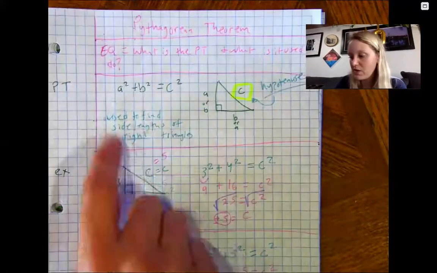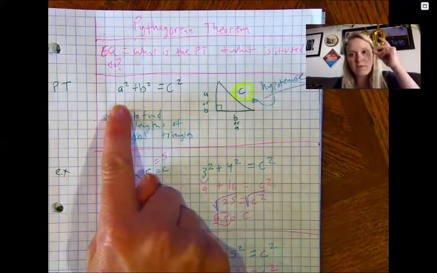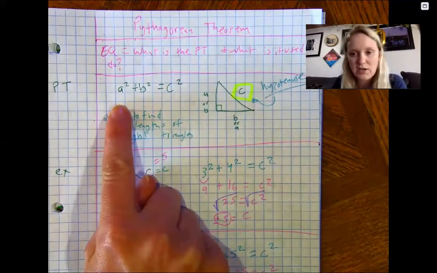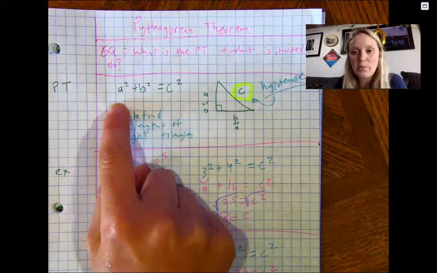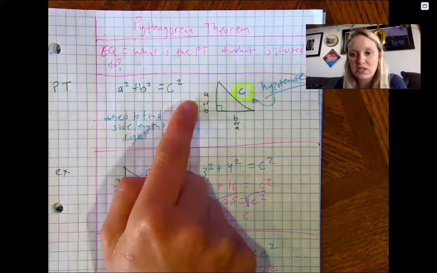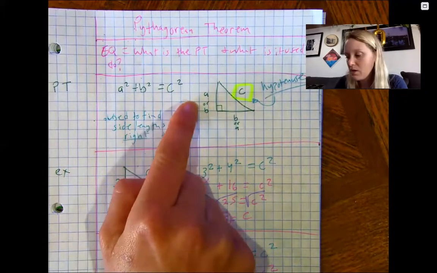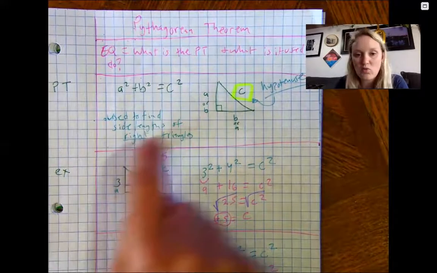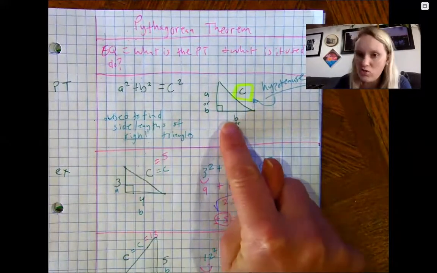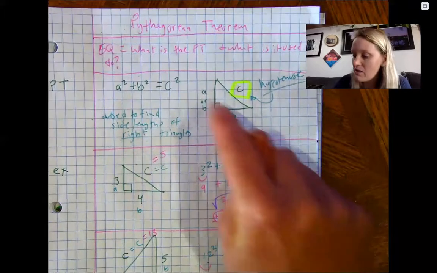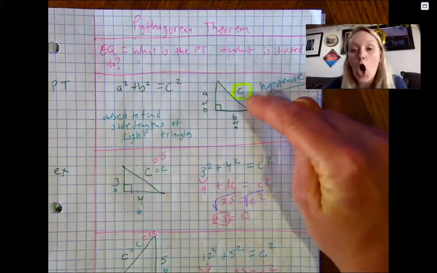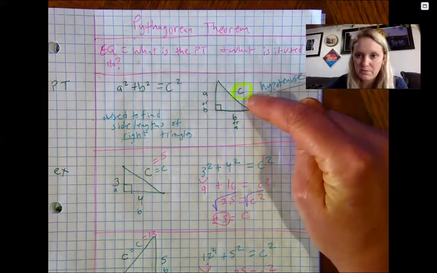So we went over this. The Pythagorean theorem is one of those things you have to memorize, just like slope is change in y over change in x. Okay, a squared plus b squared equals c squared. It's used to find side lengths of a right triangle. It only works for right triangles. The a and the b can be switched, but the c is always the hypotenuse.